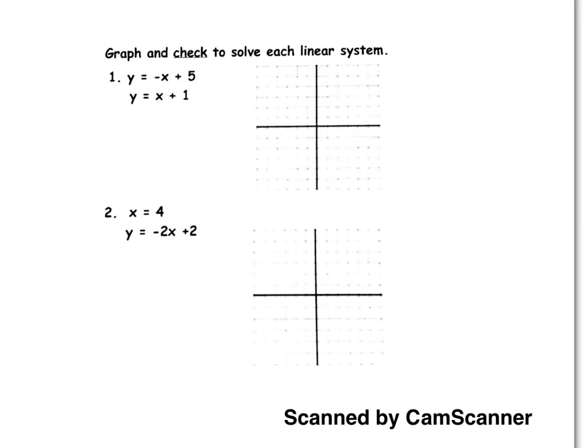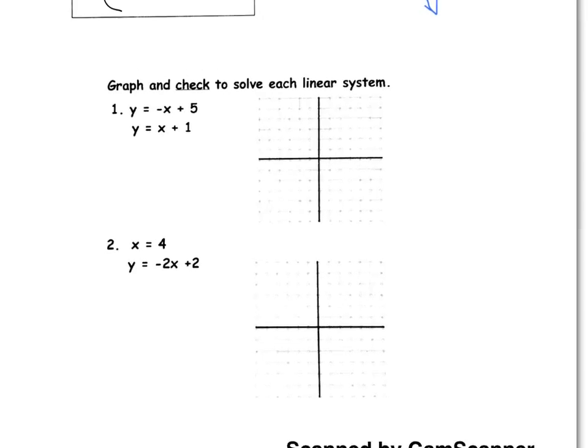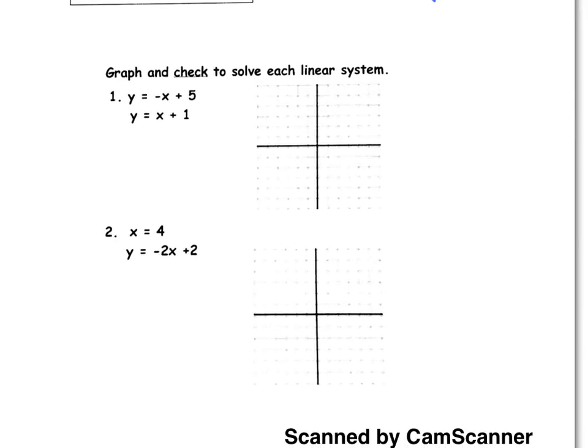So let's move on down here. Number one, graph both of those lines and figure out what your solution is. Go ahead and pause the video now. Okay, so I've graphed both of the lines, and you can clearly see where they intersect right here. You just write down that coordinate. That's 2, 3. So my solution to this problem would be 2, 3.